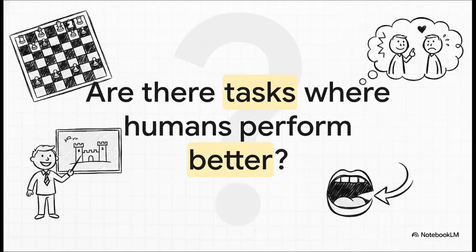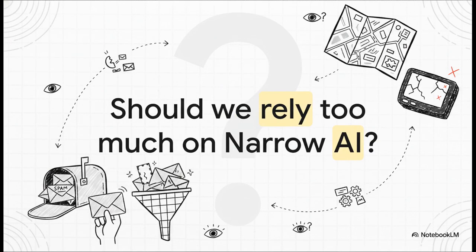I want you to pause for a second and really think about this question. Are there tasks where humans still perform better? Well, the answer is a massive, resounding yes. Because look, while a highly specialized AI might easily defeat a grandmaster at a game of chess, that exact same million-dollar chess AI absolutely cannot teach a high school history lesson, it cannot understand a sarcastic joke, and it certainly can't show empathy to a friend in need. I really encourage you to debate this amongst yourselves.